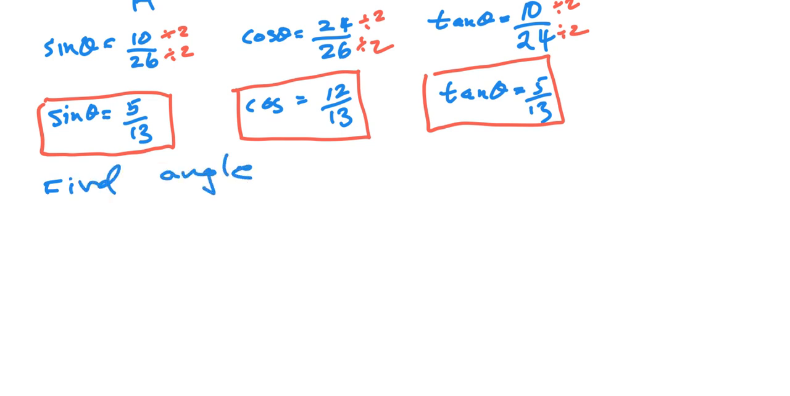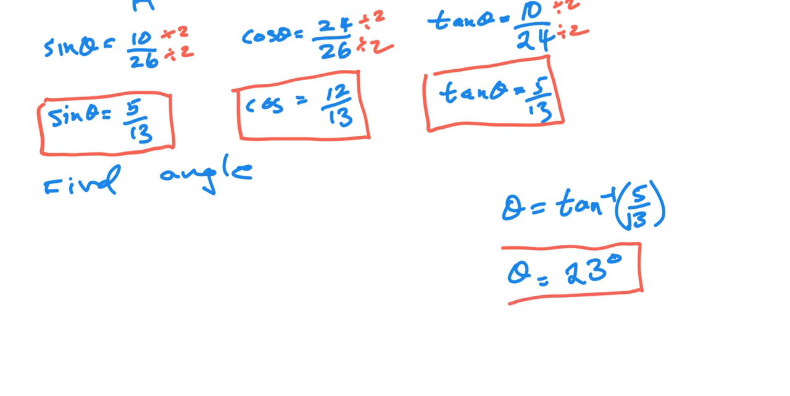Before, with your tangent, what you would do is you would literally say, for tangent, theta is equal to tan inverse of 5 over 13. And 5 over 13 is just 5 divided by 13. So when you punch that into your calculator, you're going to get a decimal of 23 point something. So that turns out to be 23 degrees. Okay, now that is the angle.